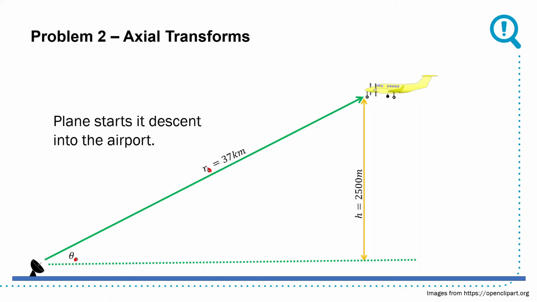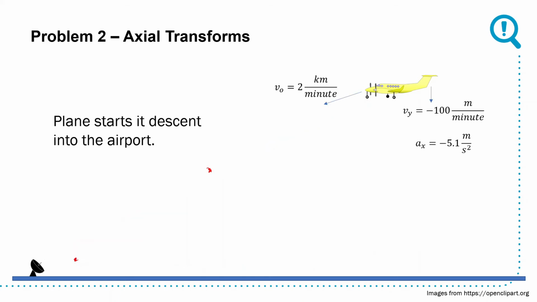Height is 2,500 meters. You're given that the velocity of the plane starts out at 2 kilometers per minute. Velocity in y is minus 100 meters per minute. And acceleration x is equal to minus 5.1 meters per second squared.